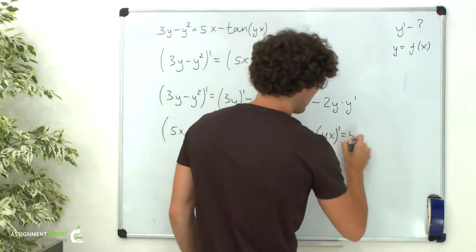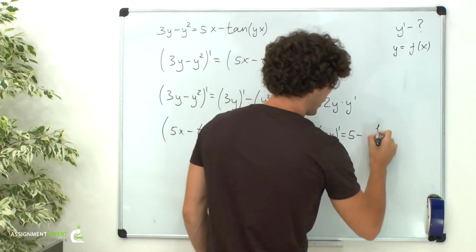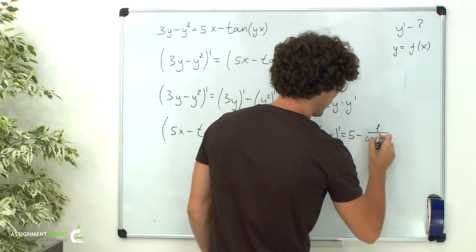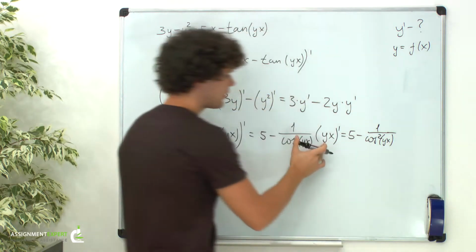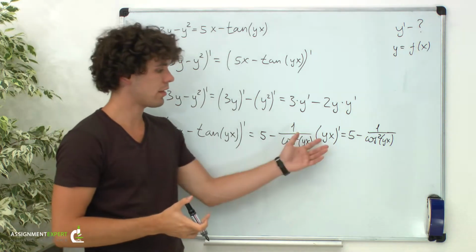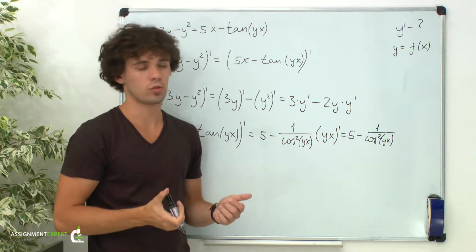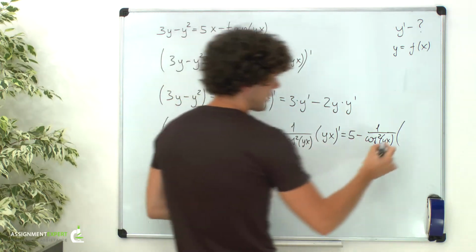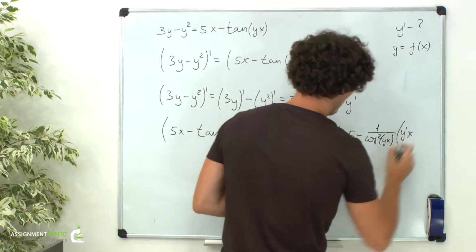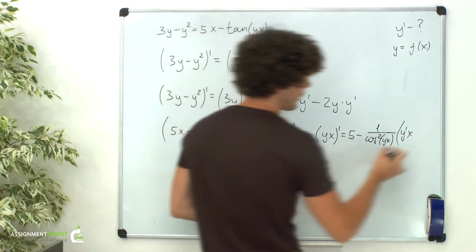This gives us 5 minus 1 over cosine squared of y times x. And in braces we have a product, so to find this derivative we need to apply the product rule. It goes like this: y prime times x plus x prime times y, which is just y.